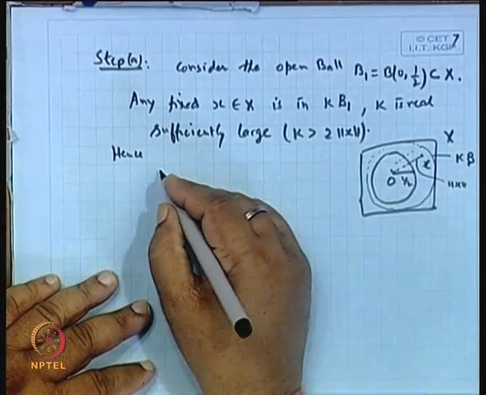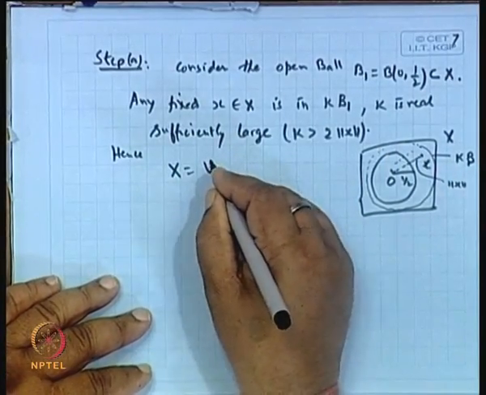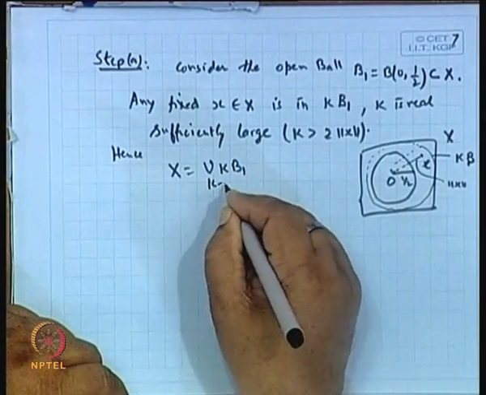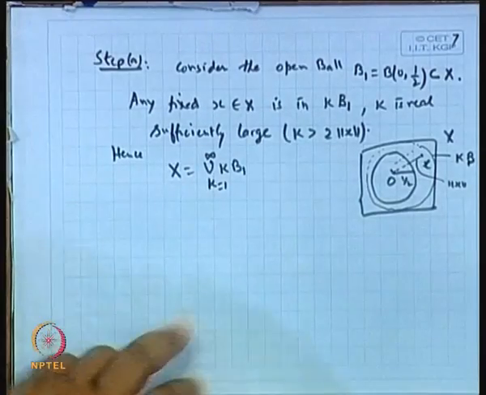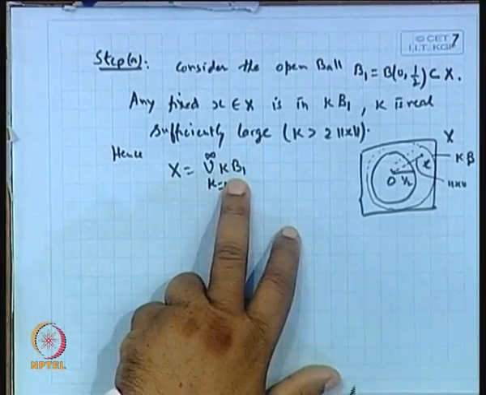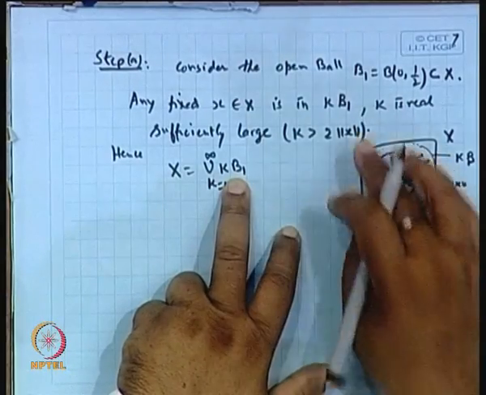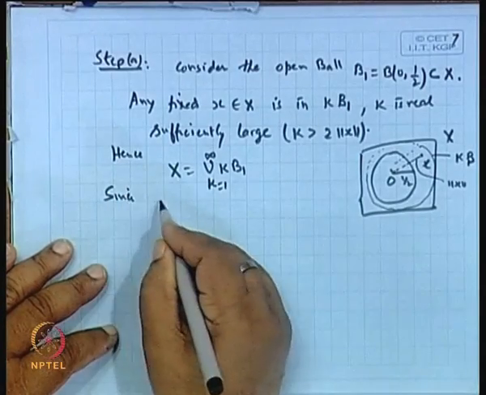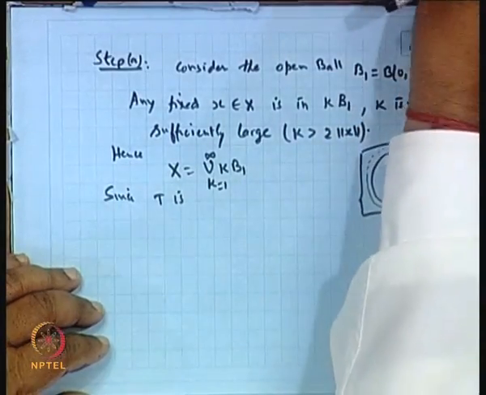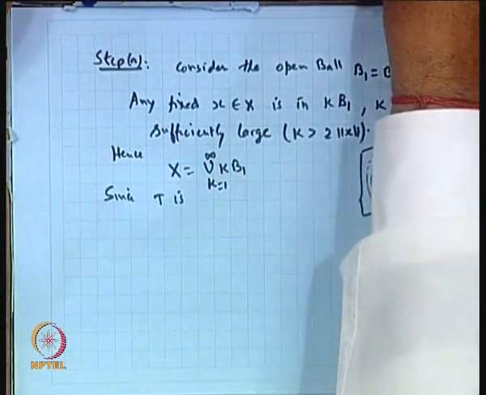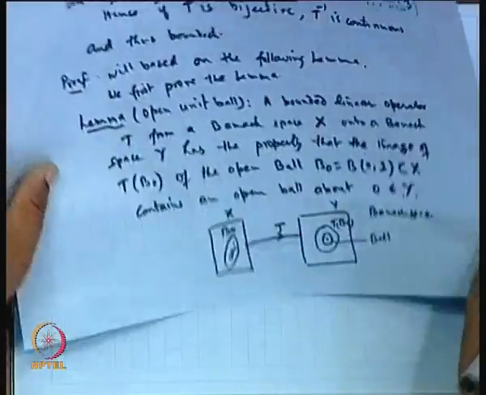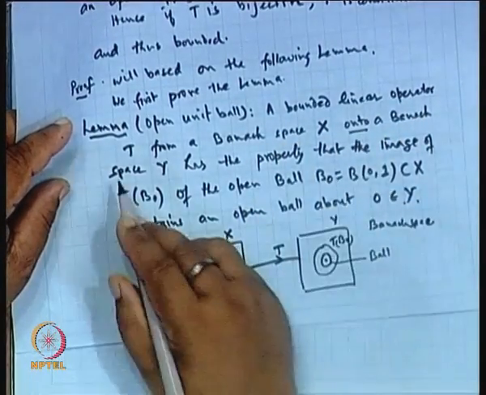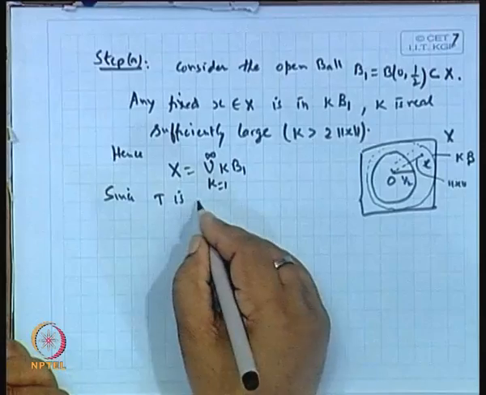So, X can be expressed as the countable union of all k B1, with k from 1 to infinity, is it not? Every point x belongs to one of the k B1 for suitable k. Now, since T is given to be surjective, why? Because of the lemma. The lemma was this: T is a mapping from Banach onto Banach. So, because of the ontoness, T is surjective.